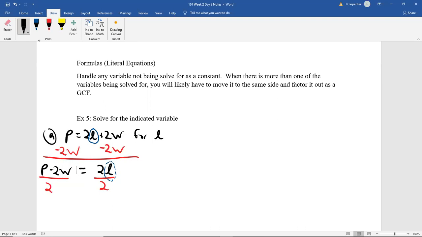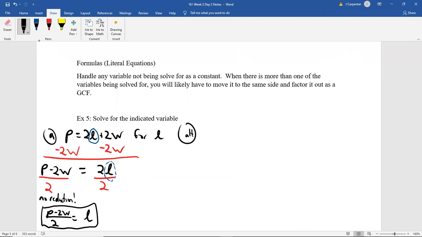Now, a lot of people will do this. They'll cancel these 2's. Oh, 2 in the top, 2 in the bottom. No, you can't cancel on the left-hand side. These do not reduce because you need a 2 everywhere to reduce. That says no reduction. It's P minus 2W all over 2 equals, but this is just a single fraction, so the 2's do cancel. And this would be our answer. And that's a perfectly fine answer.